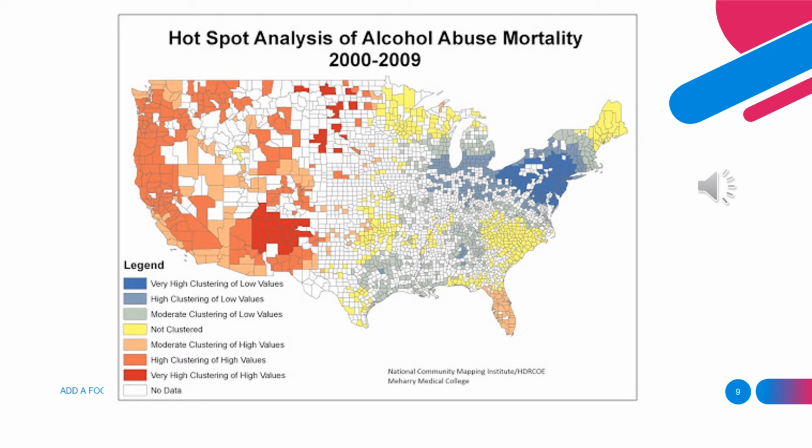Another map shows hotspot analysis of the alcohol abuse mortality rate within the United States. Through cluster analysis, we can know the mortality rate of an area. On the other hand, color, line, and shape can help us more easily make sense of data.